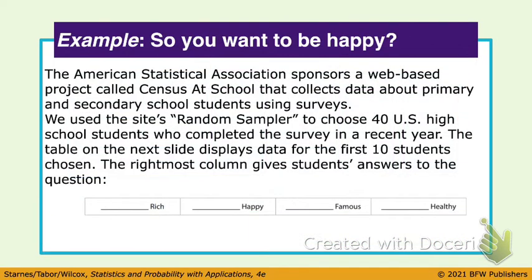This example is from the American Statistical Association. They have a website called Census at Schools. They just collect various random survey questions. We used the site's random sampler, and we chose 40 U.S. high school students who completed the survey in a recent year. The table on the next slide displays data for the first 10 students that were chosen of the 40. On the very rightmost column, here's the question that was asked. Do you mostly want to be rich, happy, famous, or healthy? And they had to answer which one they would choose.